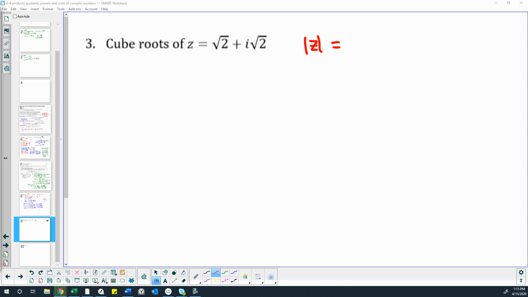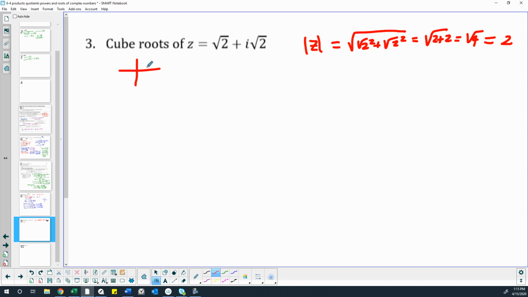All right, here is number 3. So the modulus would be the square root of the square root of 2 squared plus the square root of 2 squared. So that would be 2 plus 2, which is 4, which is 2. And then the angle, if we go over and up the same amount, isn't that angle just pi fourths?